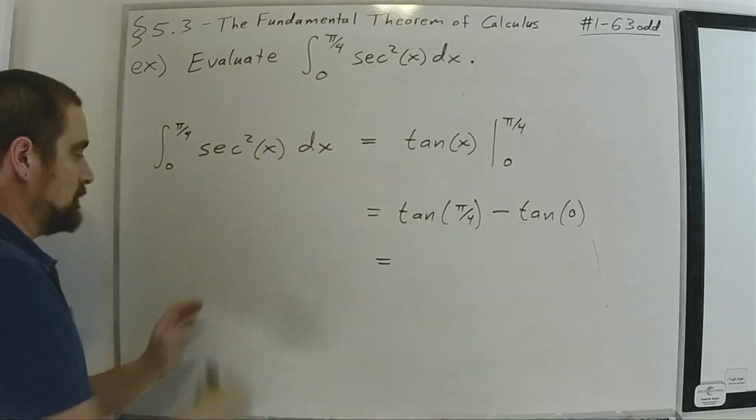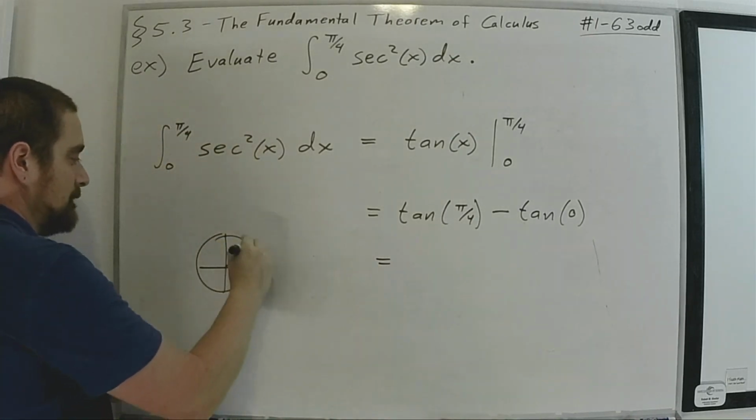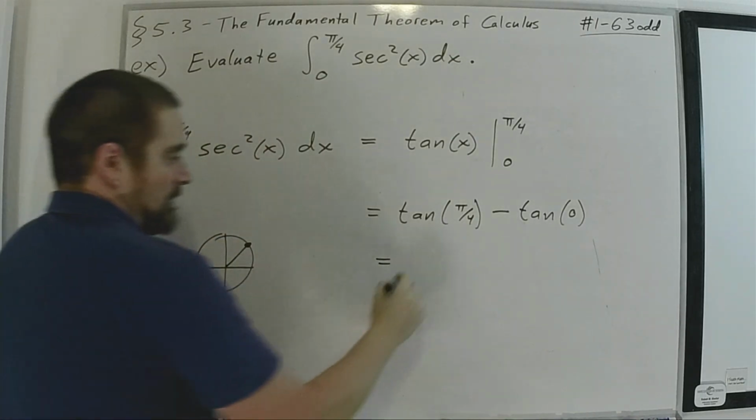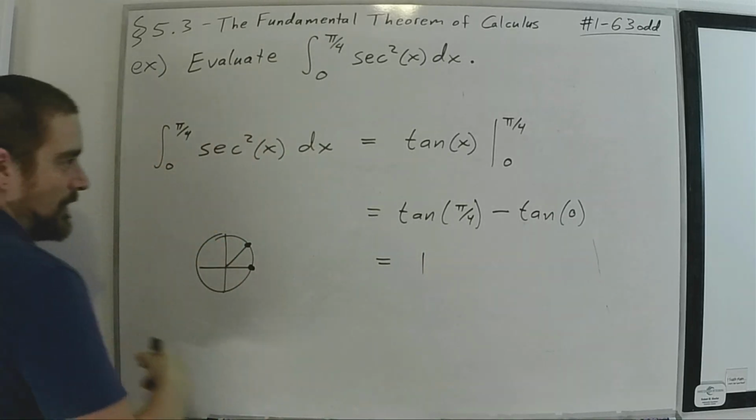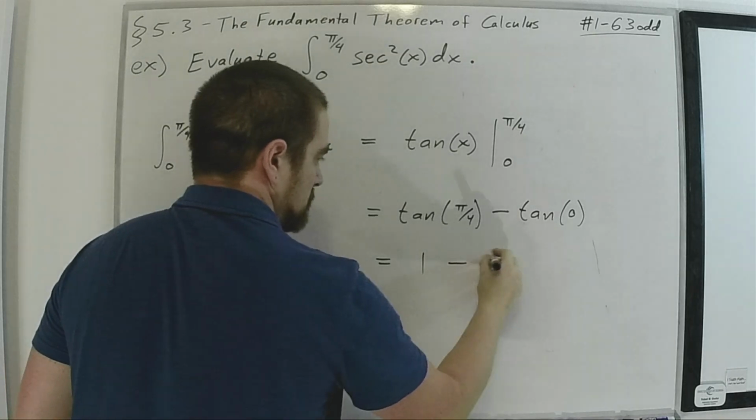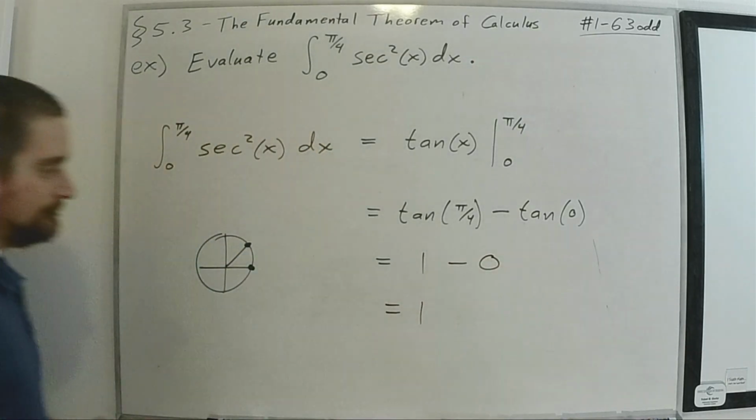Okay, so now we just have to go back to our trig and say, tangent of pi over 4, that ratio is just 1. Tangent of 0, that means we're not going anywhere here. And we're in radians, so that's 0, so I just get 1.